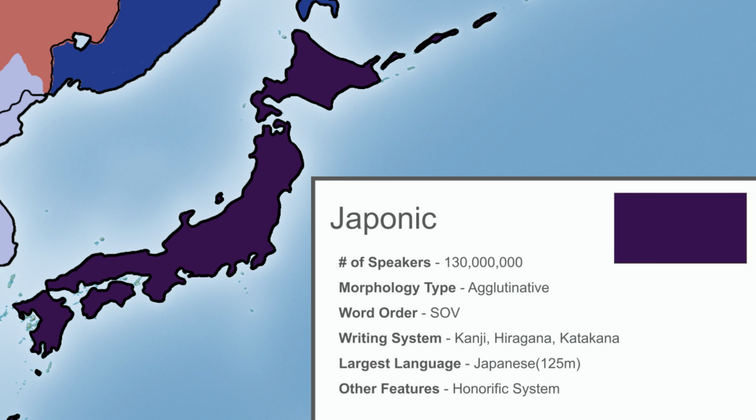The Japonic languages are also spoken by around 130 million people, with almost all being in the nation of Japan. Over 120 million of these speakers speak standard Japanese, with the rest composed of the Ryukyuan languages spoken on the Ryukyu Islands south of Japan. The Japonic languages are agglutinative and use SOV word order.